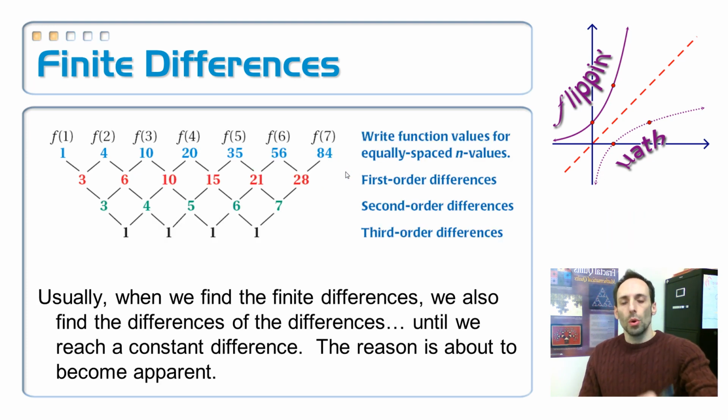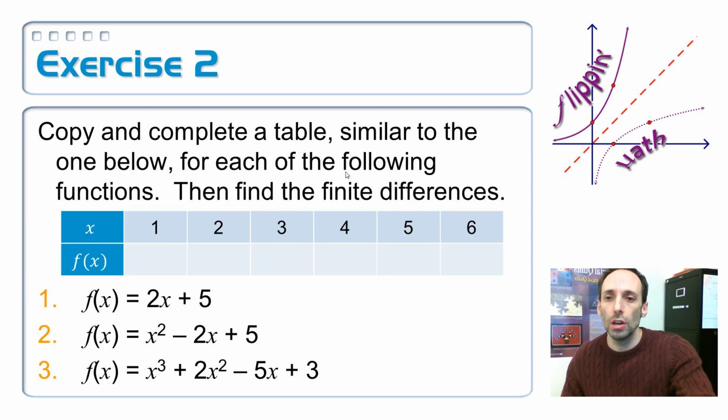Okay, so as I said, usually when we find the finite differences, we keep going and we keep going until we reach a constant value. You'll see why in just a minute. So on this example, it went all the way down to the third order differences, and that means something. So in order to figure out what that means, you're going to do a small little investigation here using these three functions.